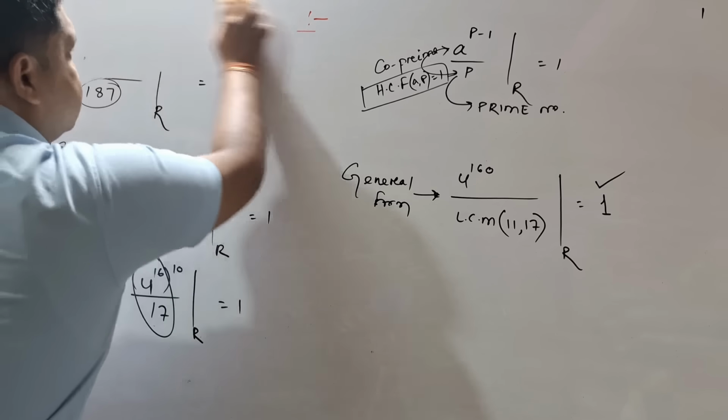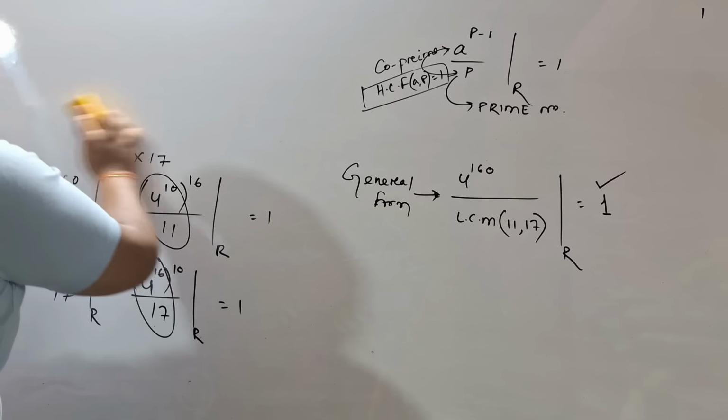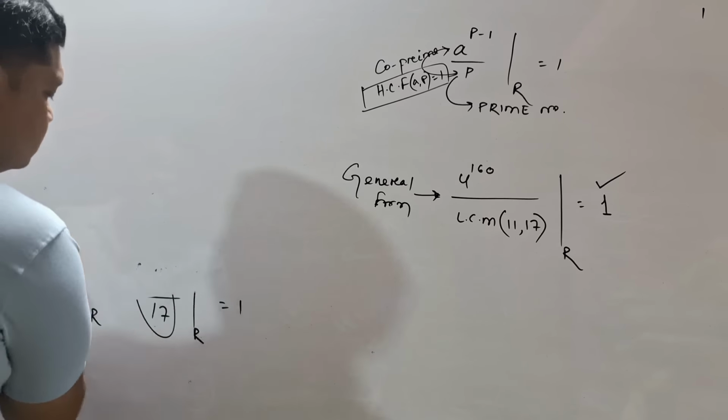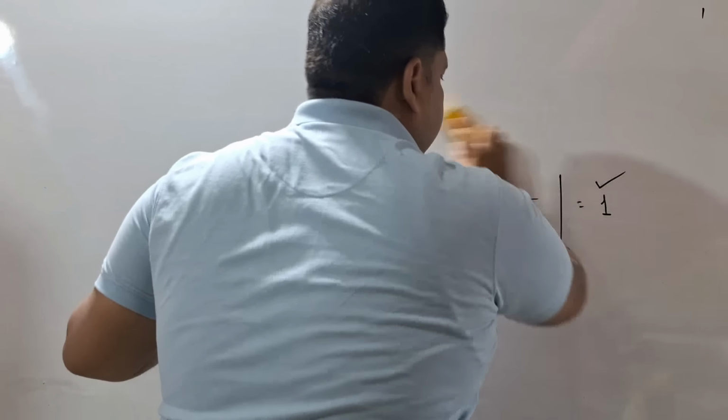Under this, the next important theorem is Wilson's theorem. Under the remainder theorems, the next one is Wilson's theorem. Wilson's theorem to find the remainder. So give the heading.